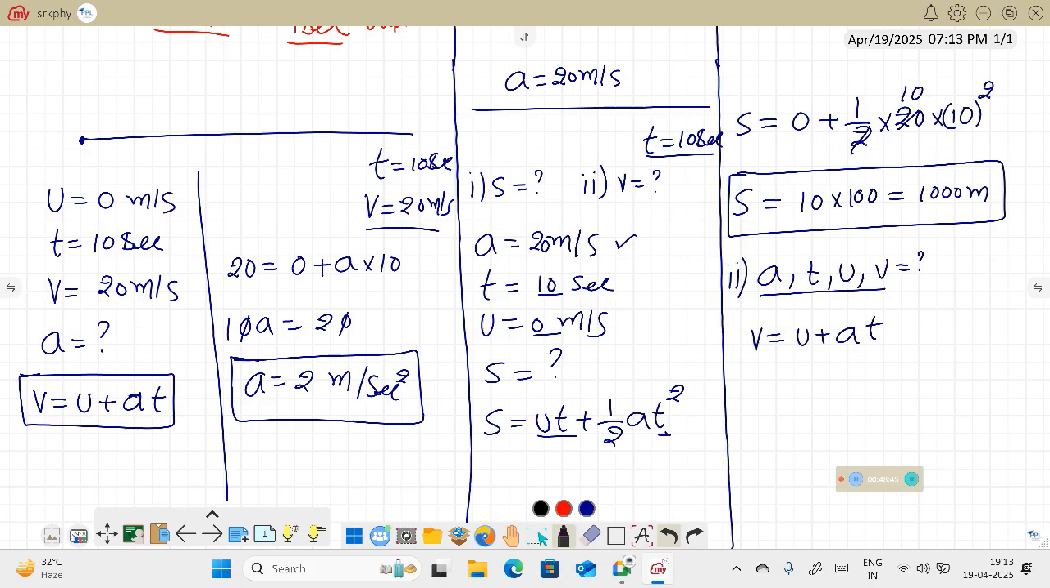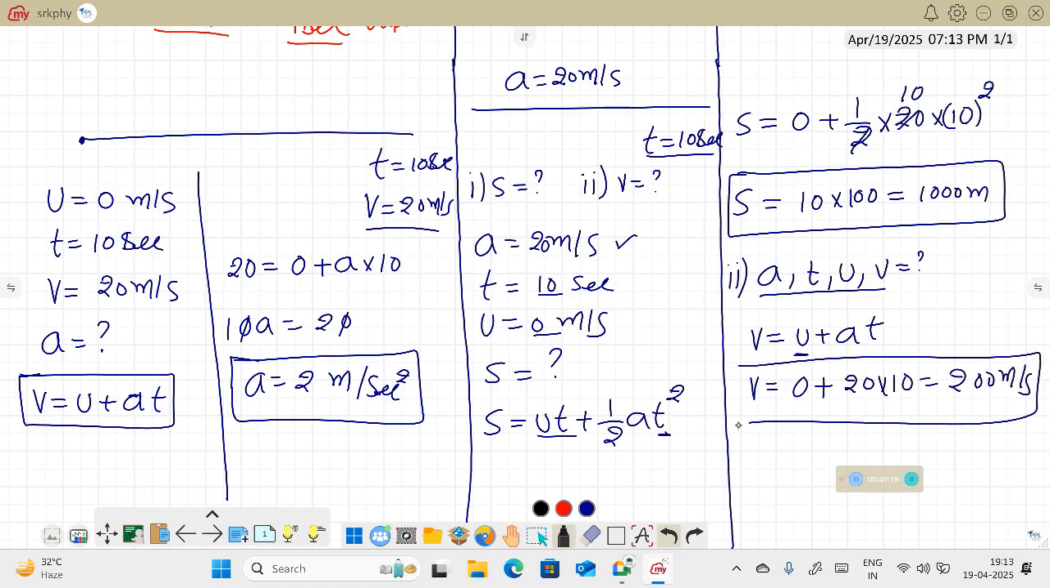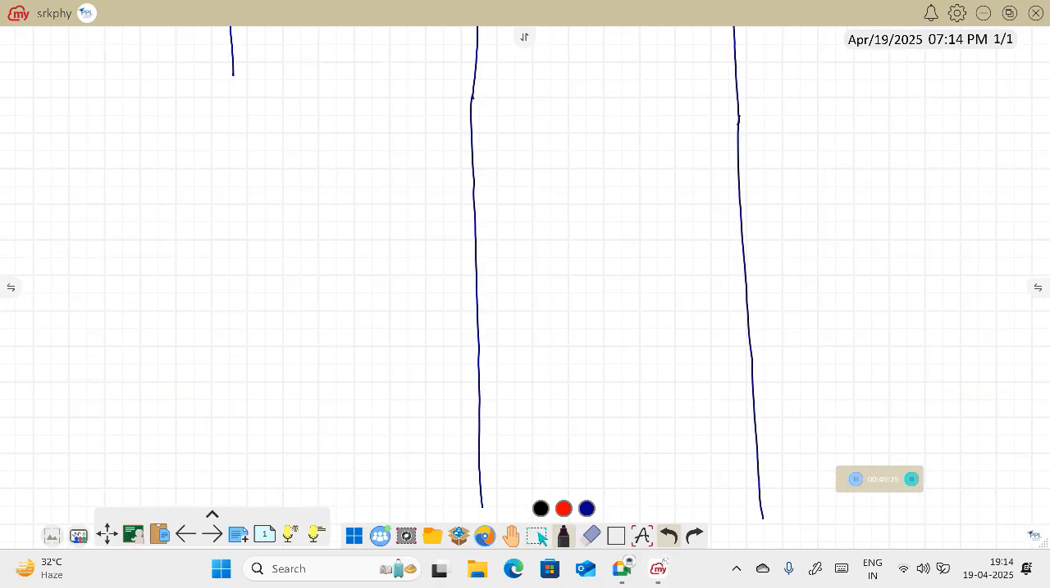That is the important thing you need to understand. If you identify the exact formula, it will take less time. Otherwise, you will take a long time, do fewer problems and get fewer marks also. Okay, so we require v. What is the u value? 0 plus the a value, how much? That is 20 into time 10. So how much will you get? That is 200 meters per second. So the velocity after 10 seconds is 200 meters per second. Next one, you do it yourself.